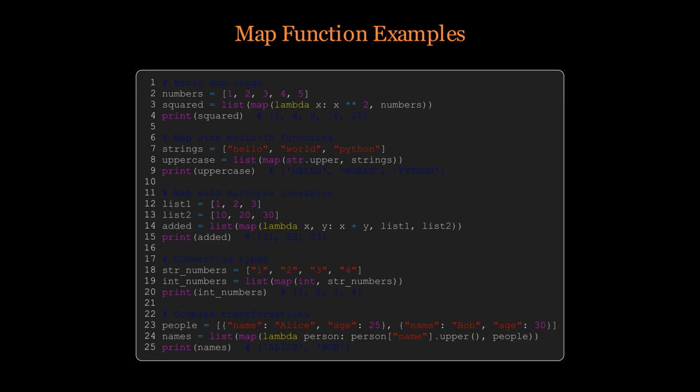You can map over multiple iterables simultaneously. The lambda receives one argument from each iterable. Map excels at type conversions, like string to integer, and you can perform complex transformations, like extracting and modifying values from dictionaries. Important note: map returns an iterator, not a list.